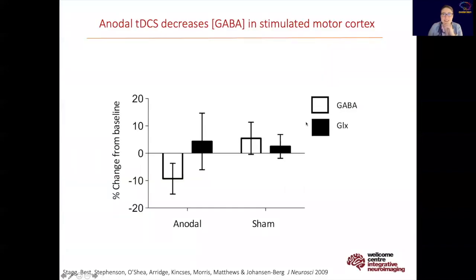This was a very early study from my PhD, and what we saw is that there was a decrease in GABA within the primary motor cortex with anodal stimulation, which is a proplastic intervention. There was no change in GLX and there was no change in sham.